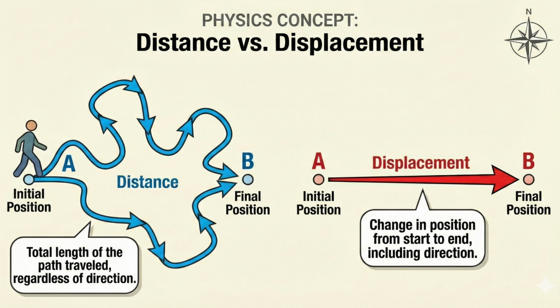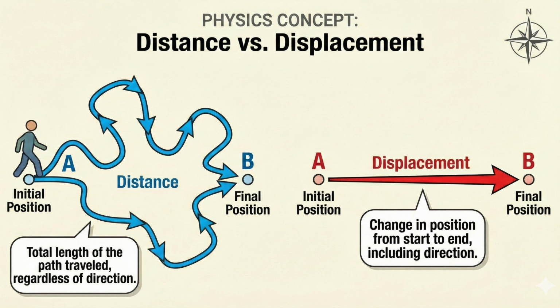Definition of displacement. Displacement is defined as the change in position of an object in a particular direction. It is the shortest straight-line distance between the initial position and the final position of the object. Displacement depends only on the starting and ending points of motion and not on the actual path taken.